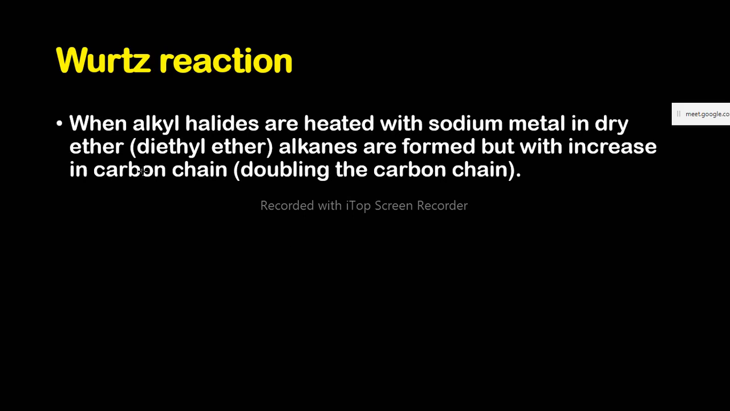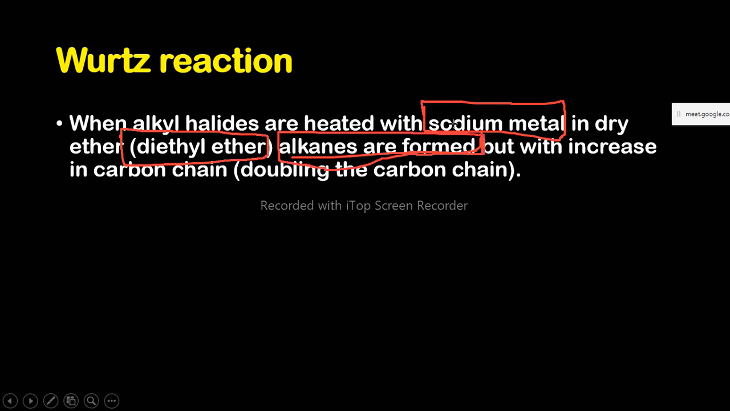So when you get your alkyl halide and you heat it with sodium metal in the presence of a dry ether, and in this case we are going to use diethyl ether, then an alkane is formed. You heat your alkyl halide with sodium metal in the presence of a dry ether, then an alkane is formed. However, this is why I like it.